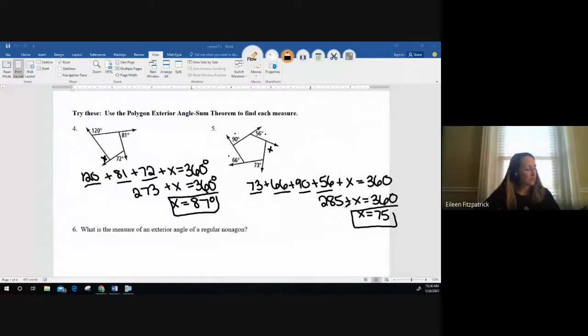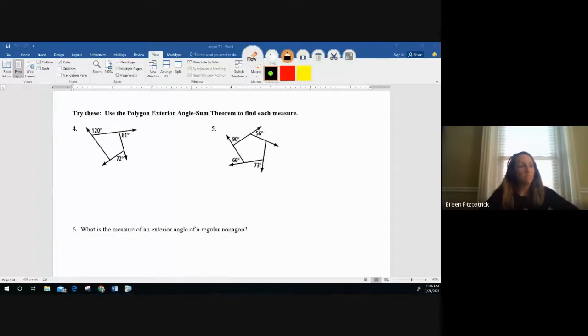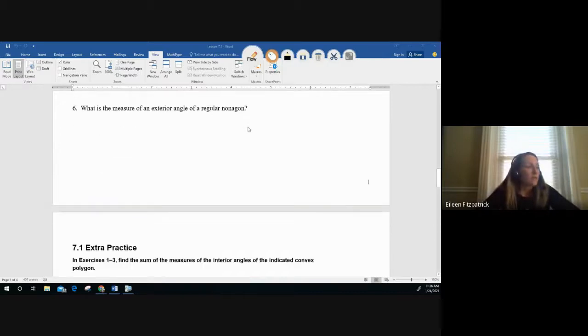All right. And the last problem for class today. Oh, let me get my mouse to pull it down. It says, what is the measure of an exterior angle of a nonagon? So what is the measure of one exterior angle of a regular nonagon? Okay, so what do we know about the exterior angles of a nonagon? The sum of the exterior angles is what? It's 360. So sum of exterior angles is equal to 360.